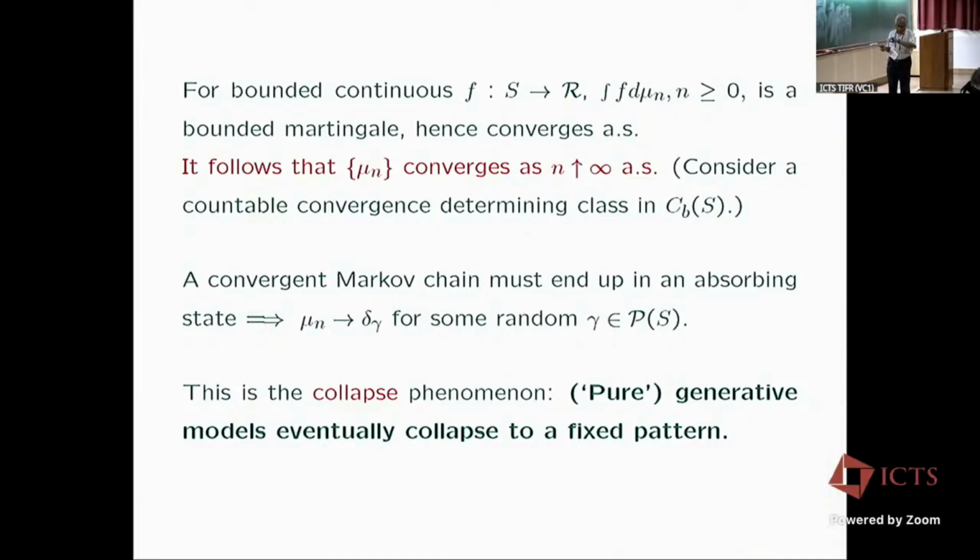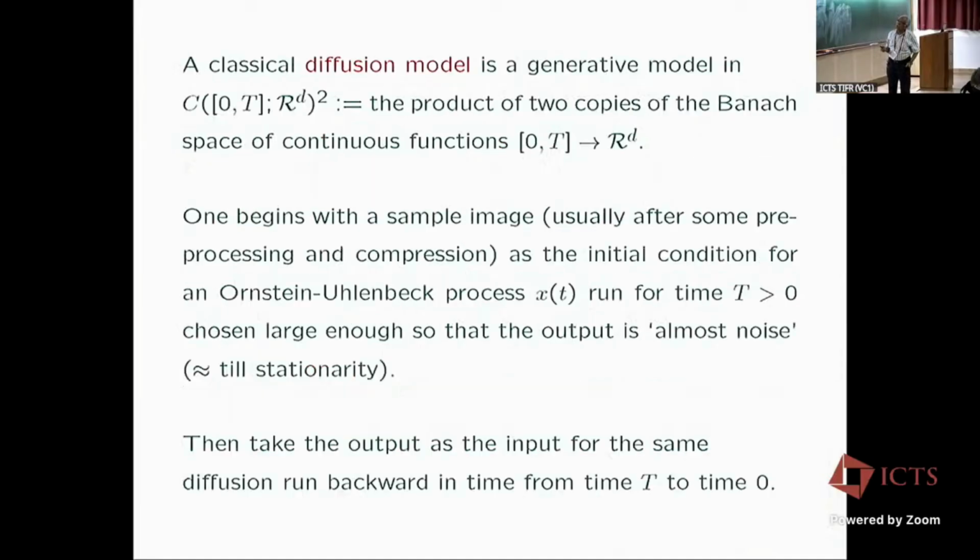The reason I started with a Polish space is not for the sake of generality. Actually, you need at least a Banach space. So this is what is called a diffusion model. This is a generative model for the product of continuous functions from C[0,T] to R^2 usually, because it's an image. Now I'm going to give a very vanilla description of how it started.